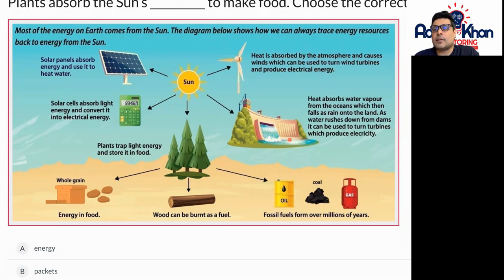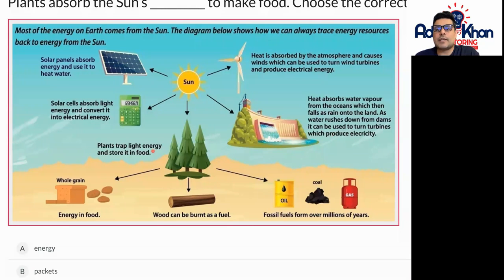We have the sun, whereby the heat absorbs water vapor from the oceans, which then falls as rain onto the land. As water rushes down from dams, it can be used to turn turbines, which produce electricity.